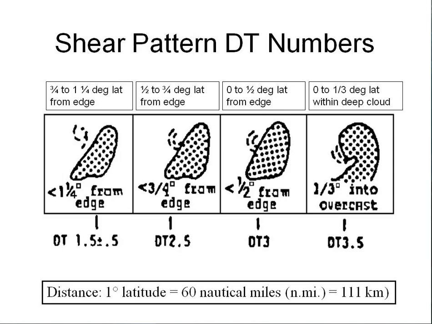Here are the T-number assignments for the shear pattern with Dvorak's original diagram. Labels have been added to the top for clarification. A comment can also be made here that the distance unit of degrees latitude is used in Dvorak's original work because grids on the old hard copy images were marked in units of degrees latitude. The distance measurement units as shown in the box with the conversion as noted may also be used and are often quite useful.